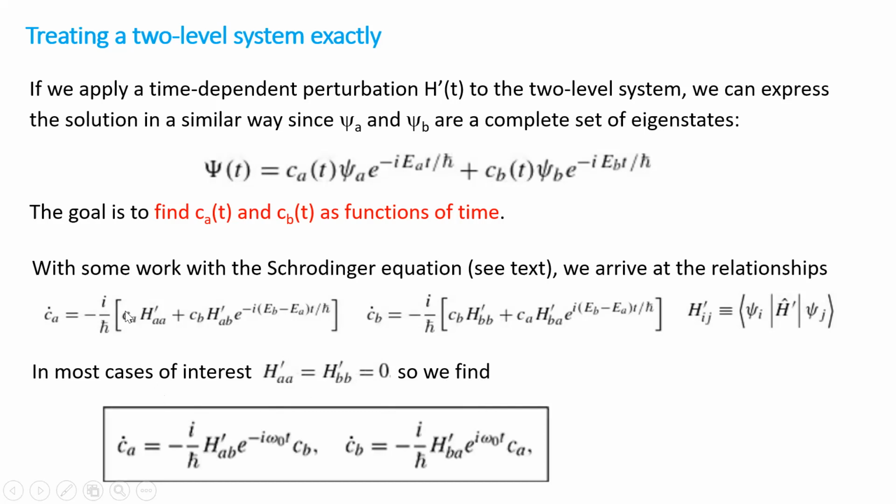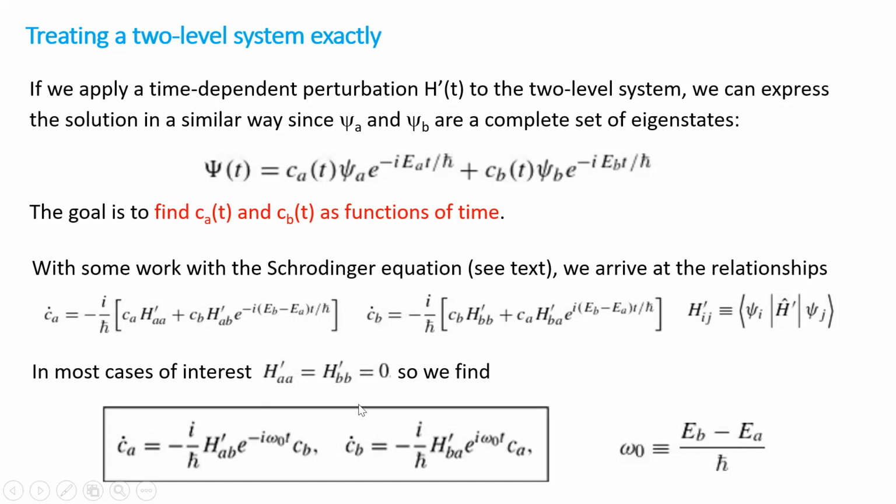So if that's the case, then this term drops out, this term drops out. We get CA dot is minus i over h bar, H prime AB, e to the minus i omega naught t, where we're going to call omega naught (EB minus EA) over h bar. That's the angular frequency associated with the energy difference between state B and state A. We're assuming state B is a higher energy than state A here, so this is a positive number. So omega naught is positive. So we have e to the minus i omega naught t, and then here's the CB.